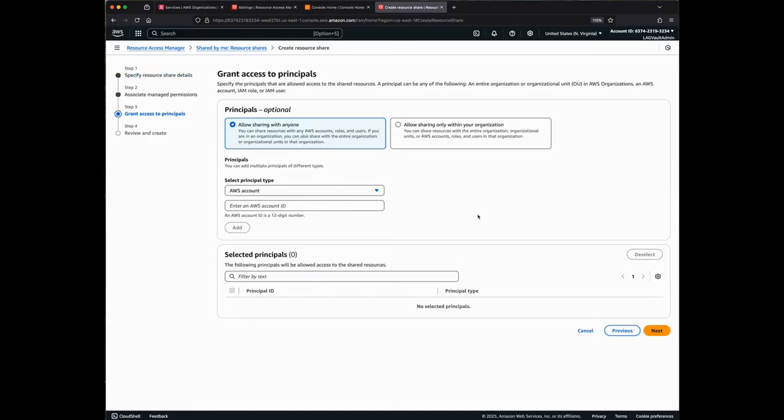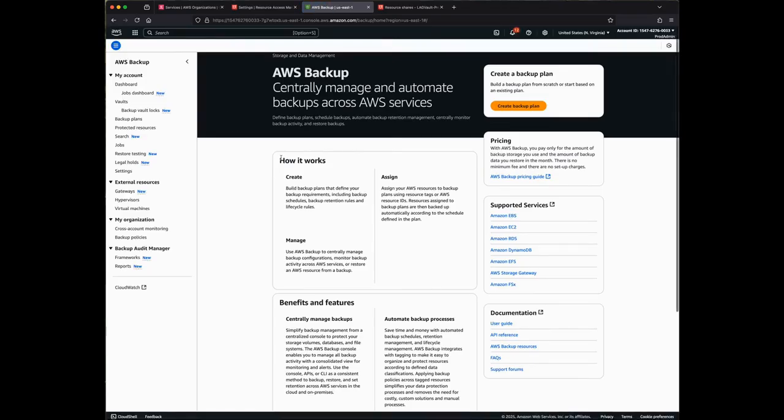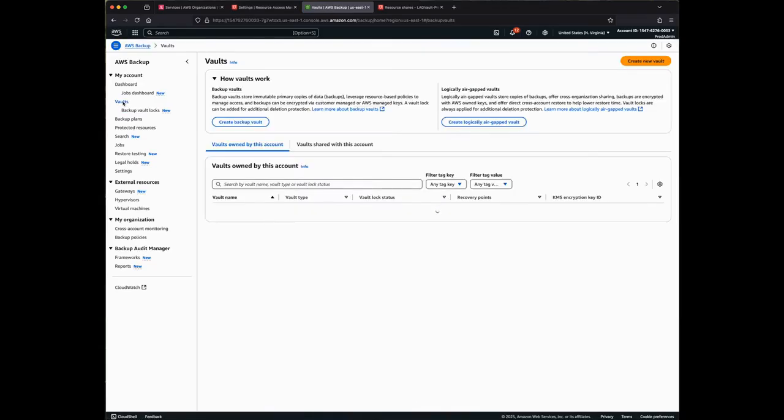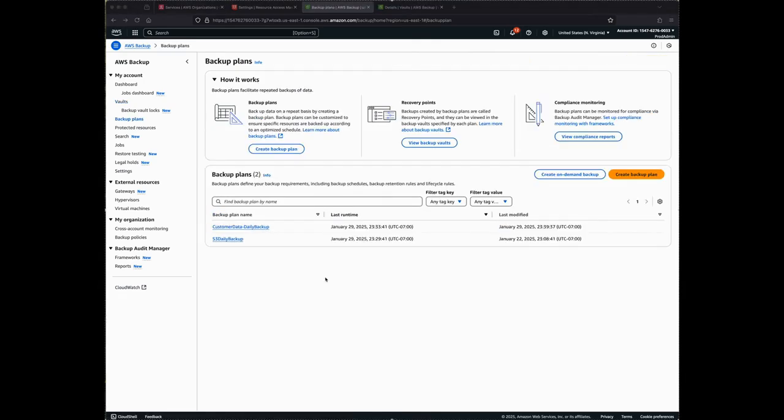While sharing resources, it's crucial to restrict access to accounts within the same organization. This precaution enhances security by preventing unauthorized access from external accounts. The process of sharing vaults among accounts facilitates seamless backup management across various AWS accounts, ultimately enhancing collaboration and resource utilization.